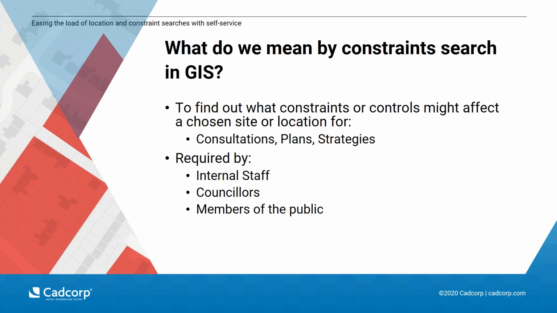And we're looking at officers from different departments across the organisation who often need to use the data to find out what constraints might affect a chosen site or location. Or it might be things to be aware of, like access constraints or planned works on a particular site. And the constraint search shouldn't be restricted to council employees either. So councillors and residents have got an interest in this information, and therefore it needs to be available in an accessible way.